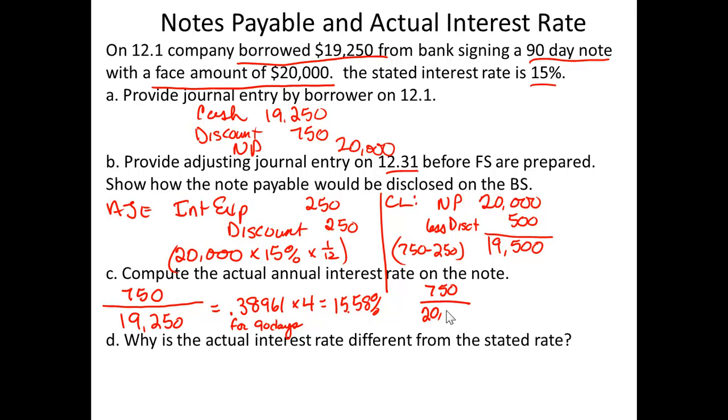Contrast that with how that interest of $750 was computed. It was computed based on a loan of $20,000, which does give us for 90 days, 0.0375 times 4 90-day periods in a year, or 15%. So what is the true interest rate? 15.58%, which is a higher interest rate than the stated rate of 15%. Well, why? The reason is that you're paying interest on a larger number than you're actually having access to. So that's how they get their profit up front, by offering you a discounted note, and making sure that you pay a higher interest rate as well.